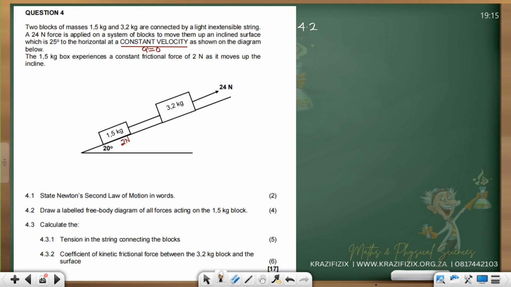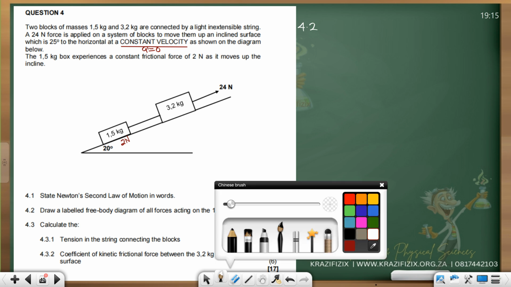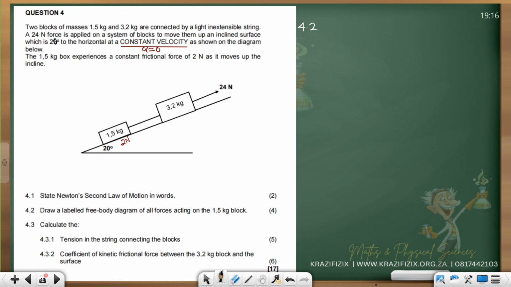Bonolo? Well, sir, I've realized something between the statement and the diagram. The statement said the inclined surface is 25 degrees, whereas the diagram shows 20 degrees. Okay, no, it's fine. It was just an error. Which one did you guys use? I used 20. Okay, Gavin, do you use 20 as well? Yes. All right, so let's work with 20, no problem. But Newton's second law, guys, you must state.